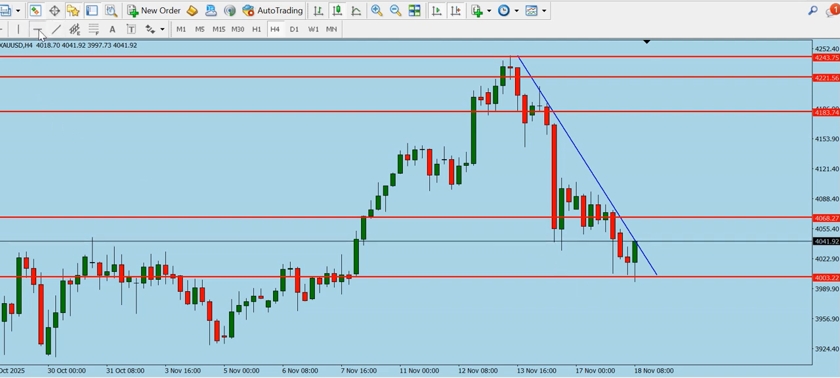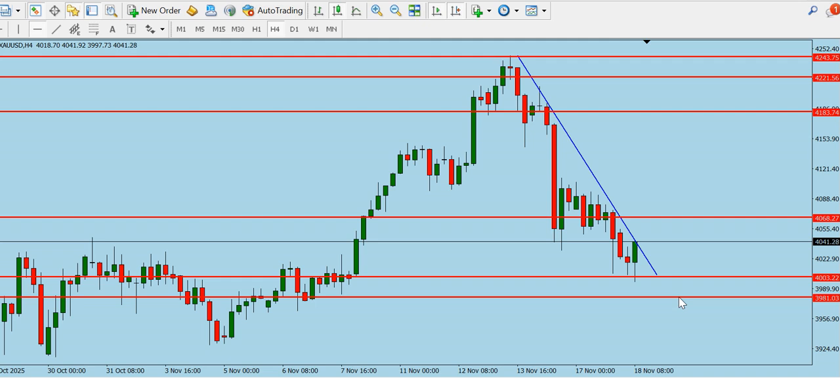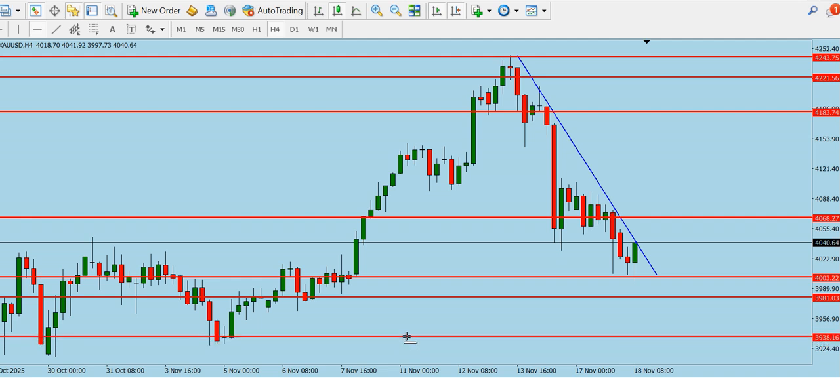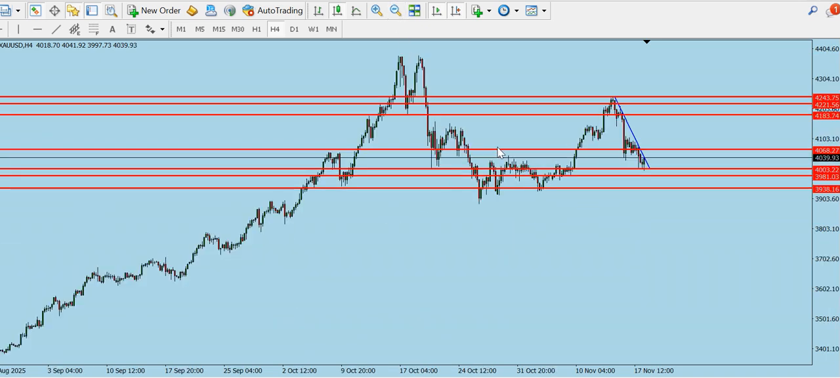But on a drop below the current levels, we have 4003, another one is 3981, another one is 3938. That's that. But the overall direction is that price is bullish. But for now, price is consolidating on the 4-hour time frame.